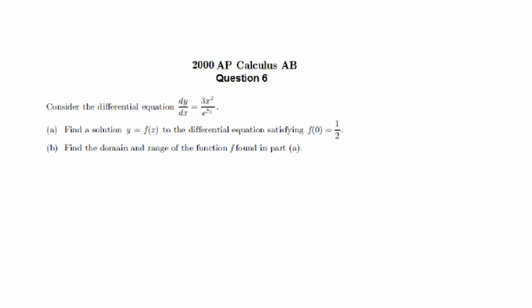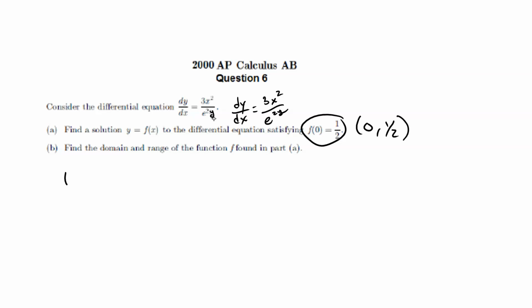All right, we're going to consider the differential equation: the derivative of y with respect to x equals 3x squared e to the 2y. You can't really tell, but that's a y there. So if I rewrite this equation, it's 3x squared over e to the 2y. We're looking for a solution y equals f of x for the differential equation, satisfying the point (0, 1/2).